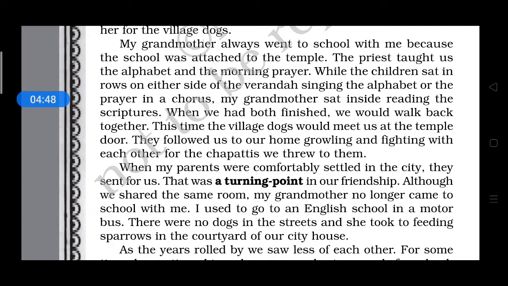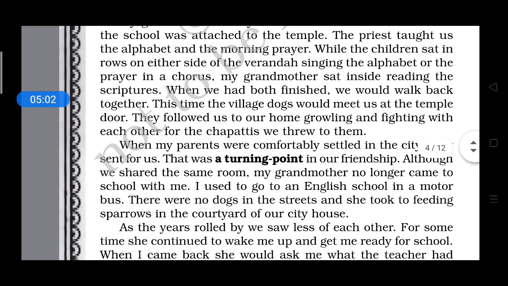This time the village dogs would meet us at the temple door. They followed us to our home, growling and fighting with each other for the chapatis we threw to them. So, there is nothing to understand. When they are returning, they are feeding the dogs and the dogs are fighting in between them in order to get the chapatis.